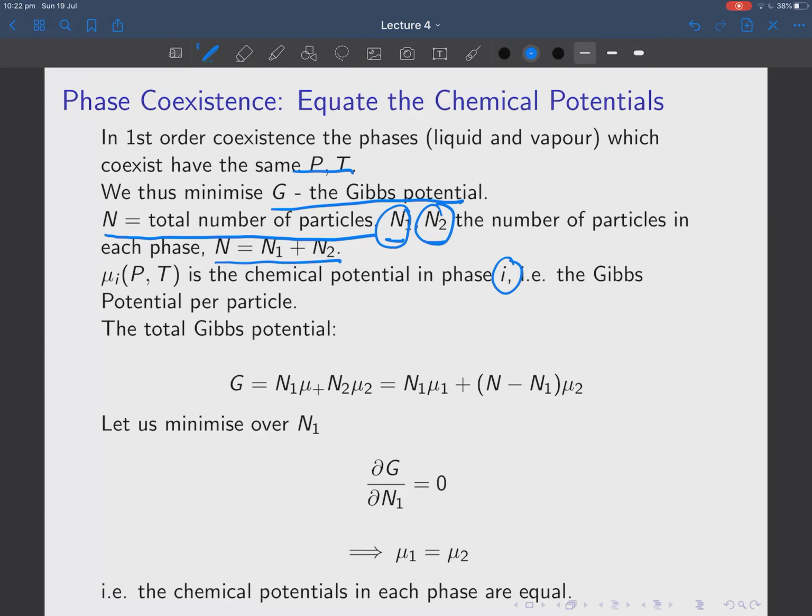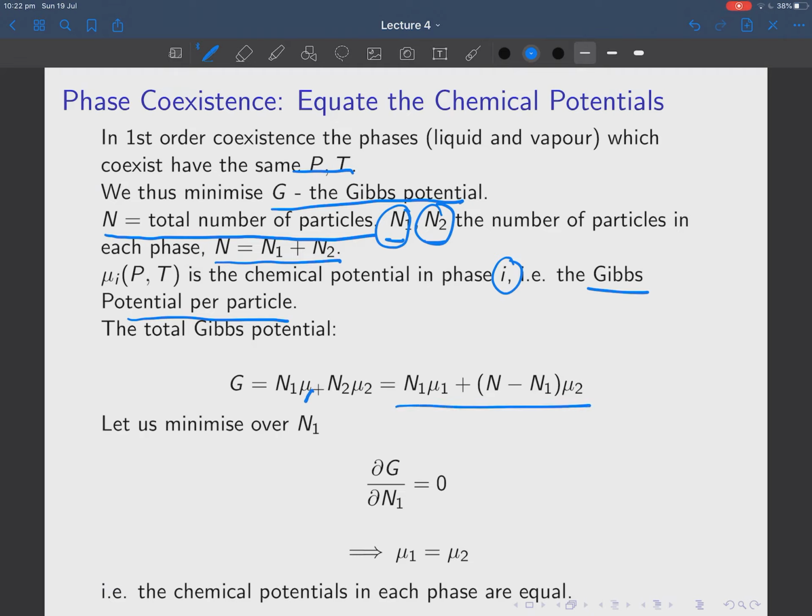Mu I (P, T) is the chemical potential of phase I. It might be water. Sorry, the chemical potential in phase I for the water molecules. It could be liquid or it could be gas, okay? This is the Gibbs potential per particle. So the total Gibbs potential is easy. It's just the sum of the Gibbs potentials for each of them.